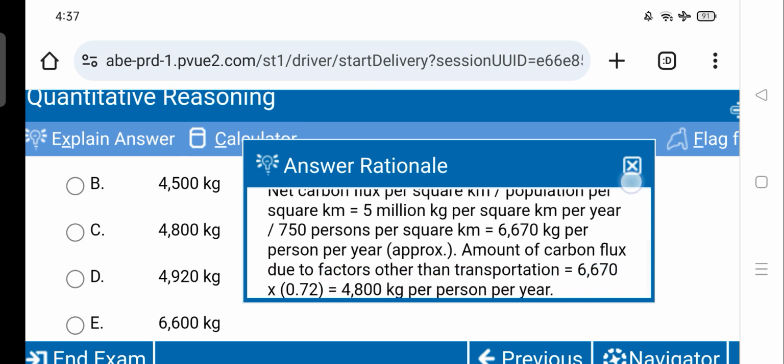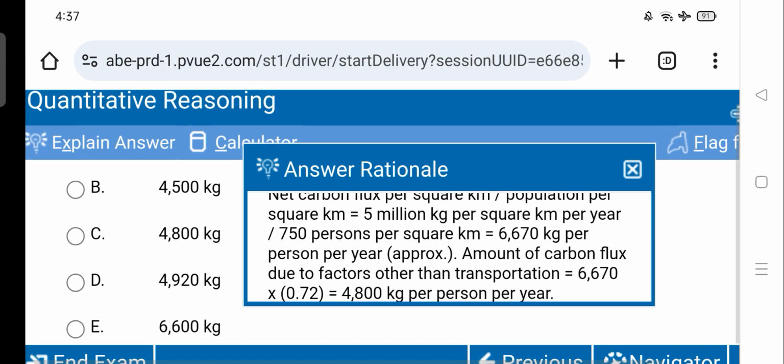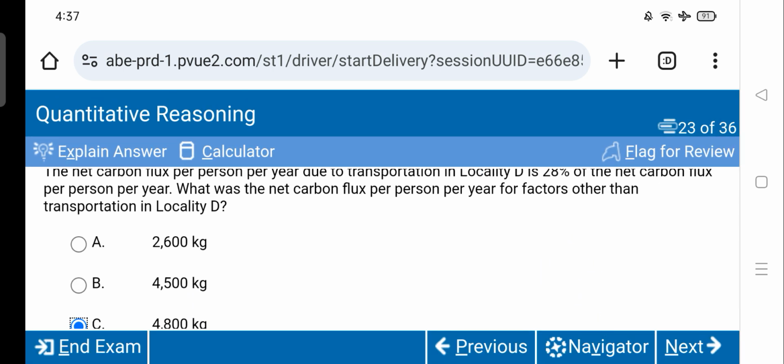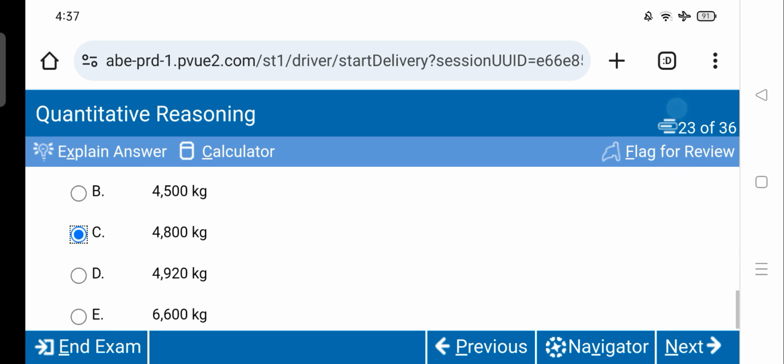Amount of carbon flux due to factors other than transportation equals 6,670 multiplied by 0.72 equals 4,800 kilogram per person per year. So here we have the correct response is option C, which is 4,800 kilogram. 4,800 kilogram was the net carbon flux per person per year for factors other than transportation in locality D.